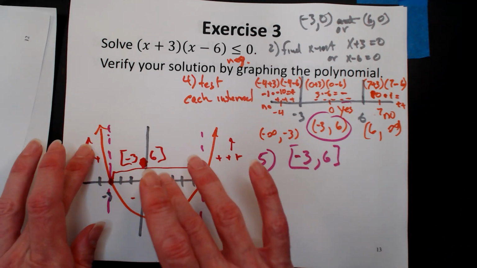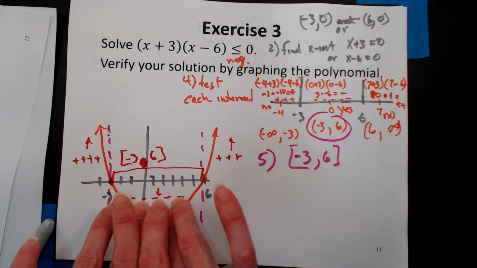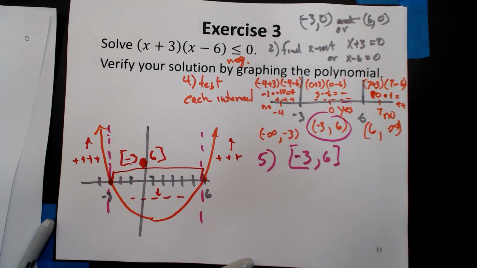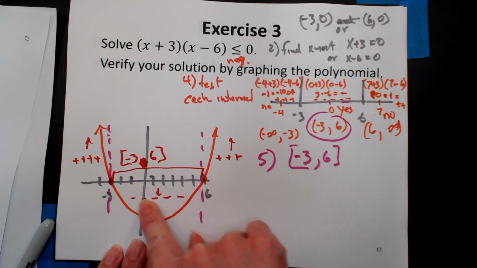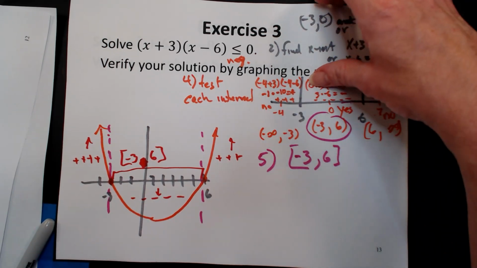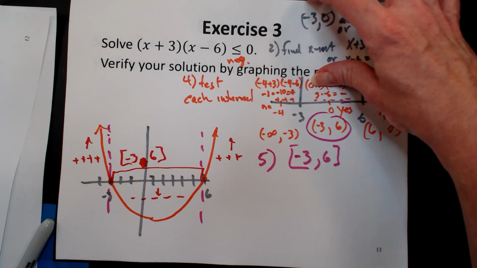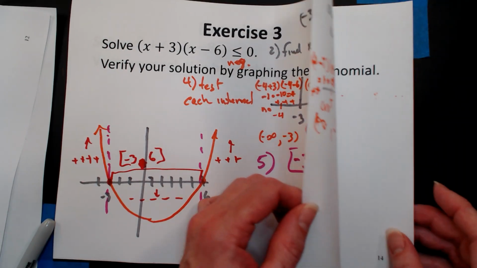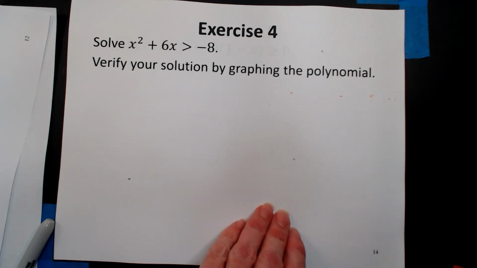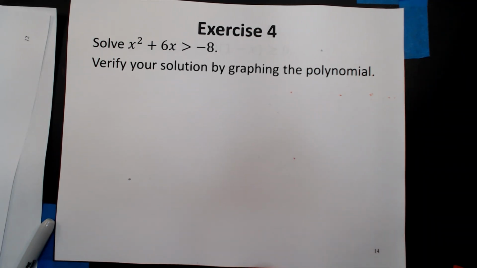You'll say, I'm above, I'm below, I'm above, and I want the part below because I want to be less than 0. I want the part of my parabola that's less than or equal to 0, which is from negative 3 to 6. Notice I don't care about the y values. I just want the fact that they are negative.